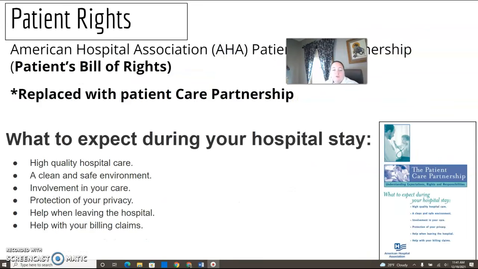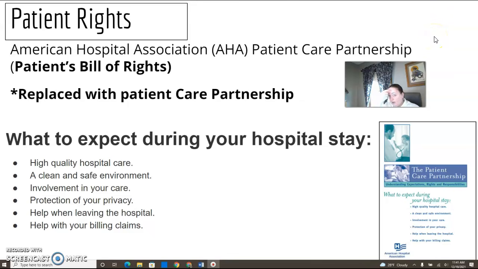Patient rights. If you have heard the Patient's Bill of Rights from the AHA, or American Hospital Association, it is now replaced with the Patient Care Partnership. What can you expect? You've probably seen these pamphlets maybe at your doctor's office or at the hospital. But what should you expect as far as patient care? You should expect high quality hospital care, a clean and safe environment, involvement in your care, protection of your privacy, help when leaving the hospital, and help with billing claims.